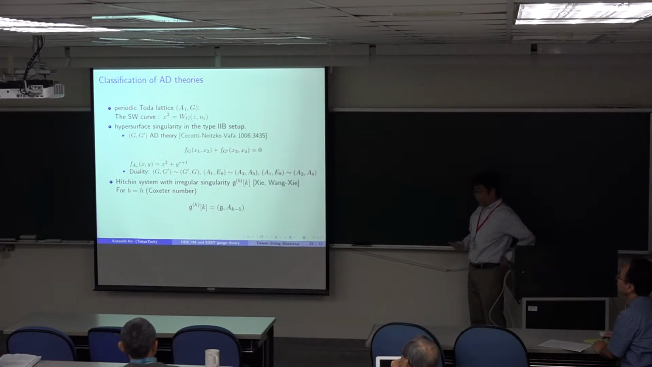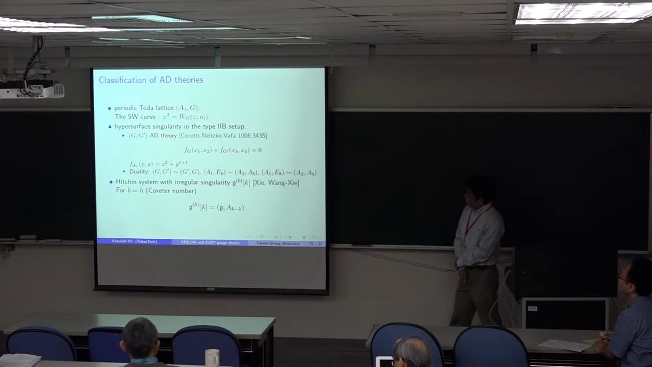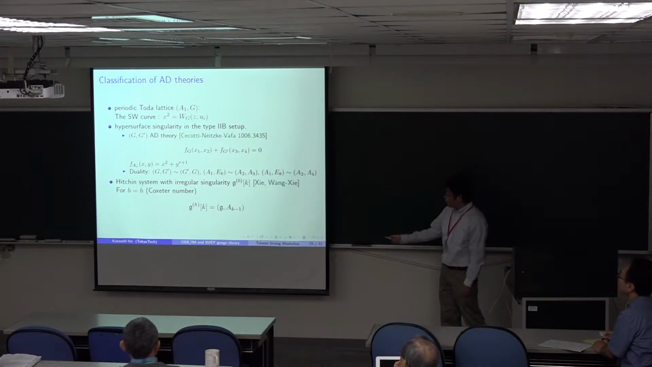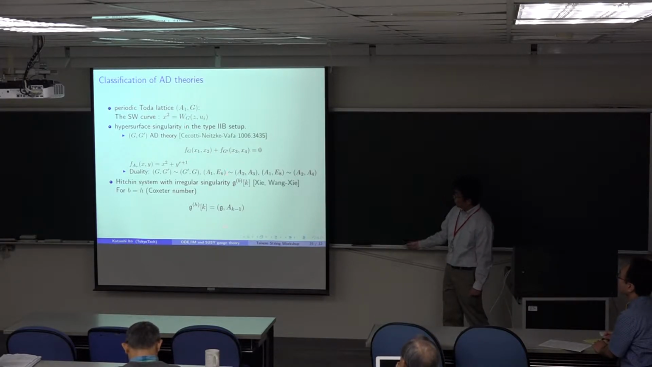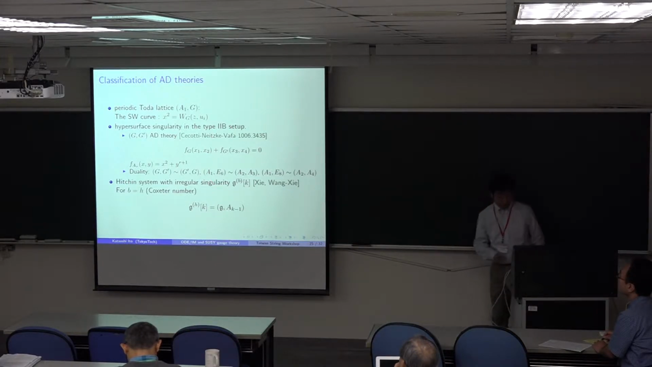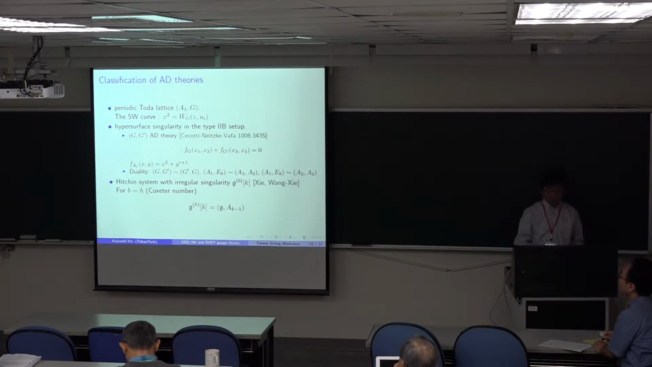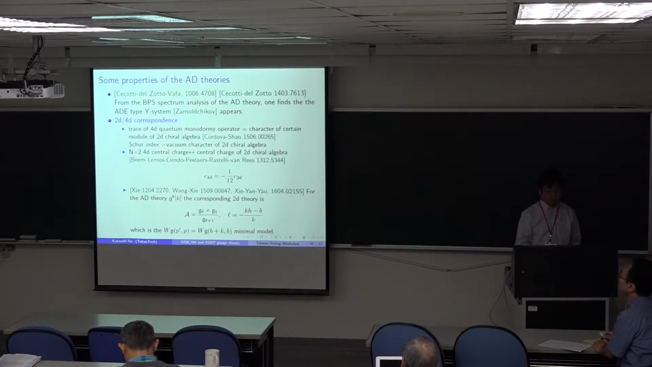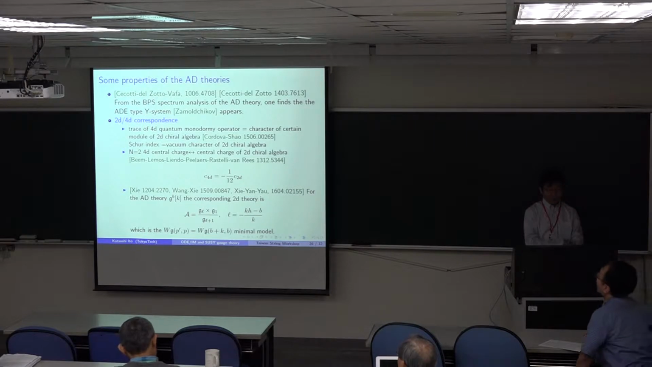So B is some power of the singularity, the exponent of the singularity at some singular points. So in this context, somehow we have some common type of Argyres-Douglas in the classification. So I will explain further some properties of the AD theory.